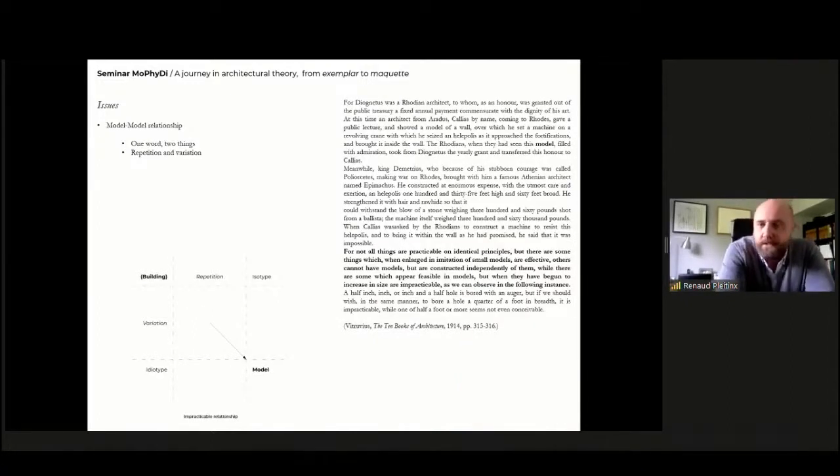But there are also limit cases. The first limit case is the one where the variation between the building as a holotype and the model as a paratype goes too far. In this case, the relationship of similarity between the holotype and its paratype is definitely broken. It can be illustrated by Callias' model mentioned by Vitruvius, which represents a war machine that perfectly worked in a small scale, but never in life size because of physical limits.